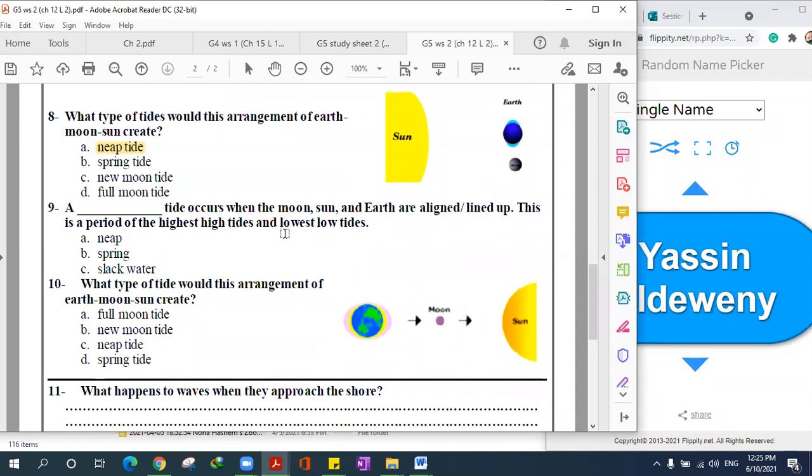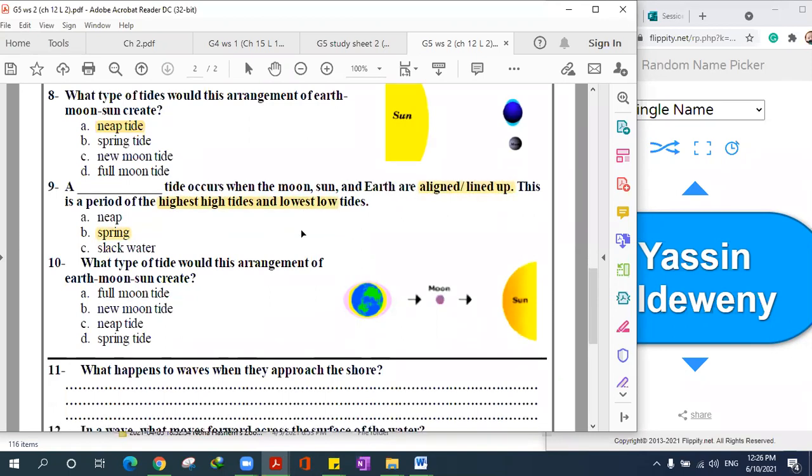Yes, number 9. It says, what tide happens when the moon, sun, earth are aligned or lined up? This is a period of highest high tide and lowest low tide. Yani, there are big high tides and big low tides. Spring tide, yes. So you know the answer because of the highest high tide and lowest low tide, and also because of lined up. Thank you so much, Yasin.